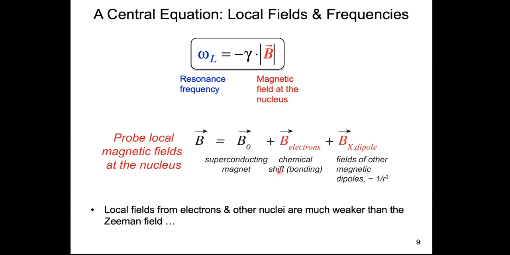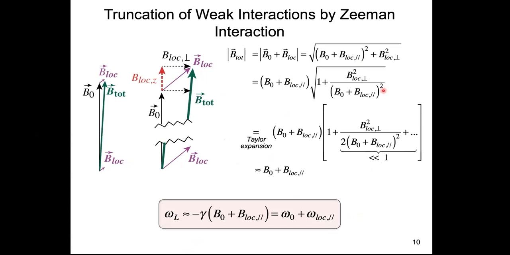And the point is these other fields, local fields from the electrons, from the impact of other nuclei, are much weaker than your large B0, which is also called the Zeeman field. But these local fields are what make NMR interesting, because otherwise, without them, all your protons will get this one line, all your carbons get one line. It's not easy. How do I think about all these other fields which have directions all over the place? And it gets complicated. So the idea is that these weak local fields are generally truncated by the Zeeman field, the large B0, as long as you're not talking about quadrupolar nuclei with huge quadrupole moments and so on.